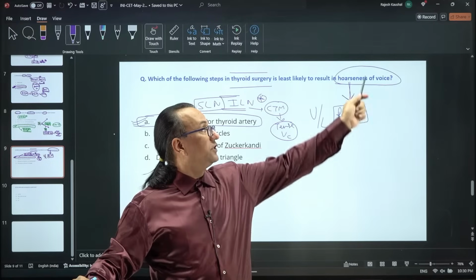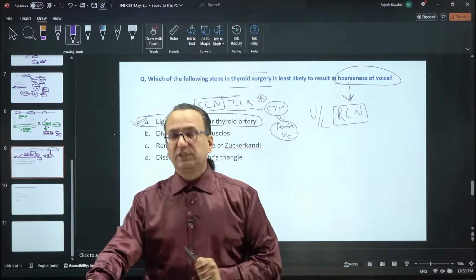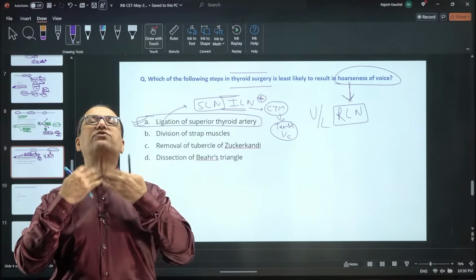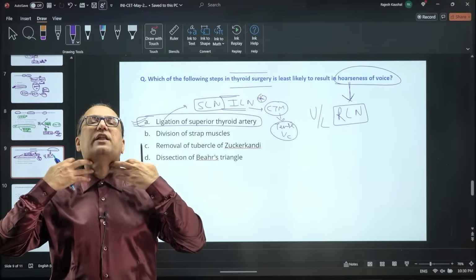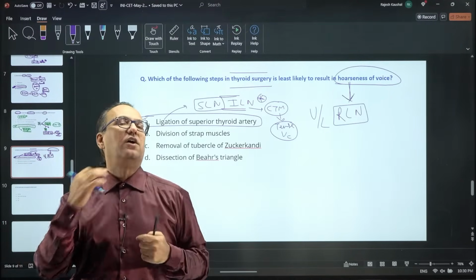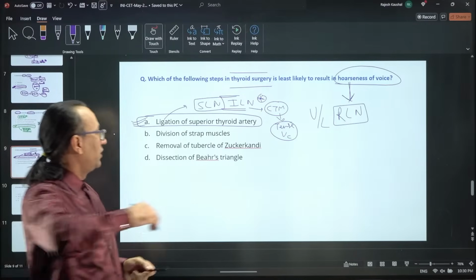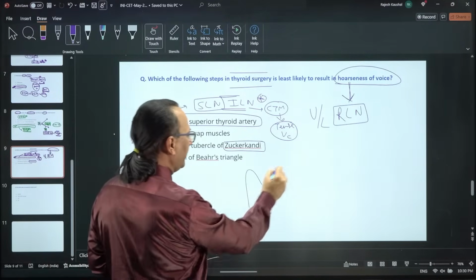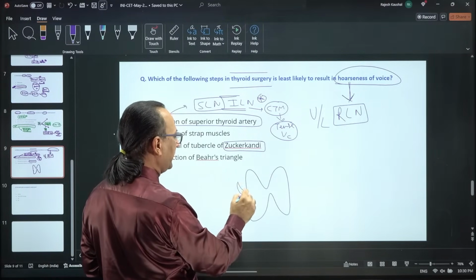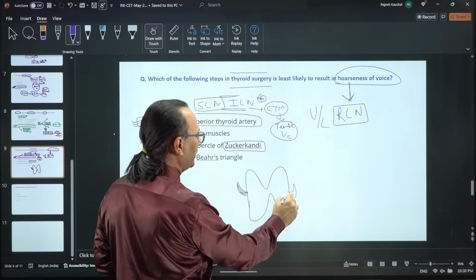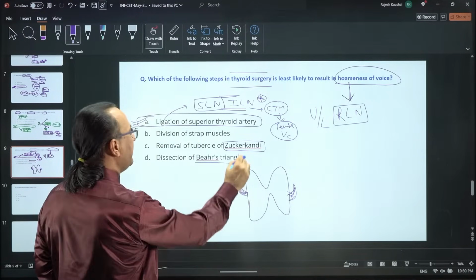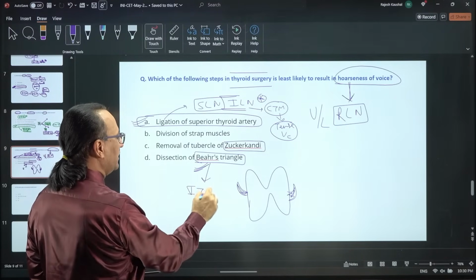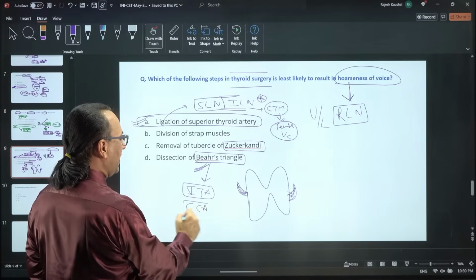So unilateral recurrent laryngeal nerve lesions leading to hoarseness of voice could be anything like division of strap muscle. You have to divide the strap muscles, then only you will be reaching the thyroid gland. Maybe that time you have damaged the recurrent laryngeal nerve. Or removal of the tubercle of Zuckerkandl. What is this tubercle of Zuckerkandl? Say this is the thyroid gland here, and posteromedially it is some thyroid tissue, and that is where you have Beahrs' triangle also. Beahrs' triangle means the inferior thyroid artery, the common carotid artery, and the recurrent laryngeal nerve.